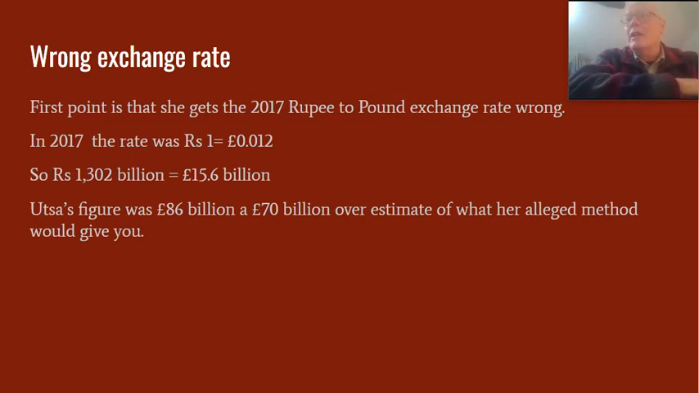Firstly, she gets the wrong exchange rate. In 2017, the rupee to pound exchange rate was 1 rupee worth 0.012 pounds. So 1,302 billion rupees was actually 15.6 billion pounds. So she's out by 70 billion in her calculation there.